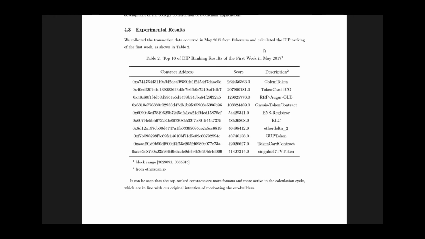Back in May 2017, they did an experimental run to test if it really was accurate in picking out the top performers. The page is found in their white paper, as you can see here, and as you can see, the top ranking contracts are more famous and more active in the circulation cycle, which is in line with their original intention of motivating the eco builders.